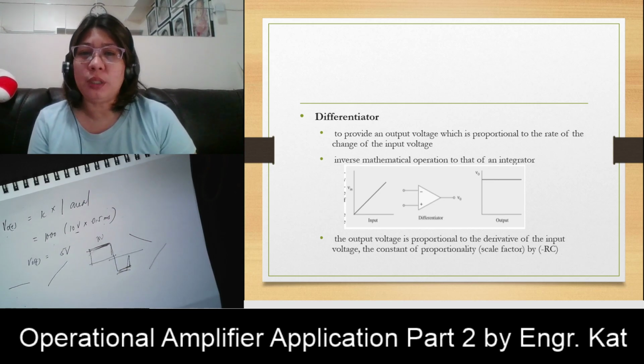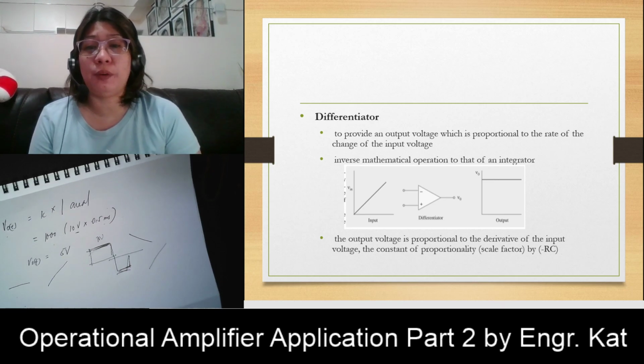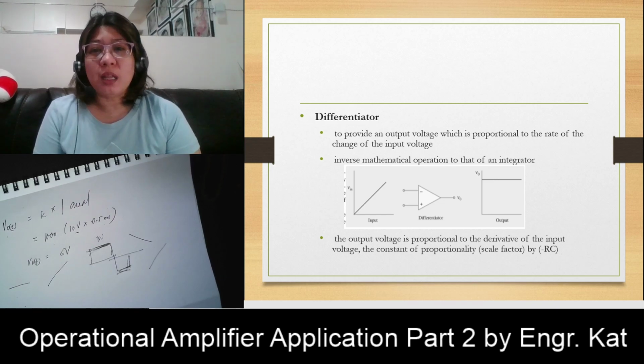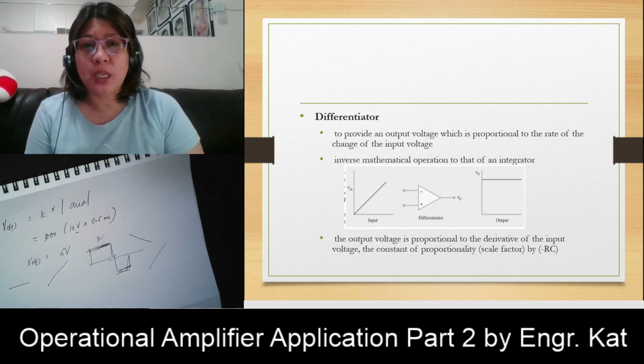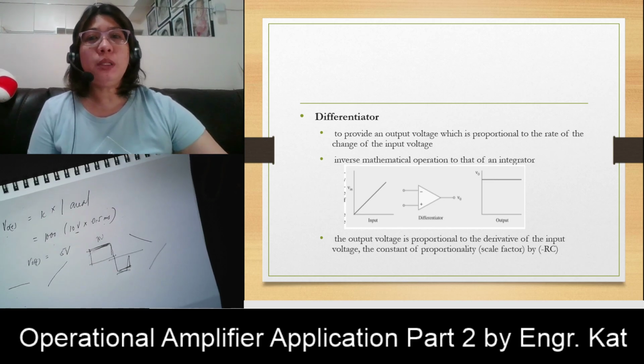So the output voltage is proportional to the derivative of the input voltage, with the constant of proportionality, or your scale factor, equivalent to negative RC. Okay, so how does this look like?